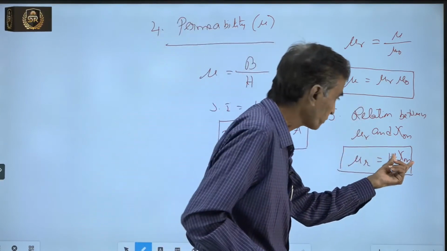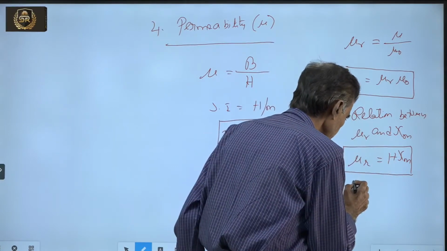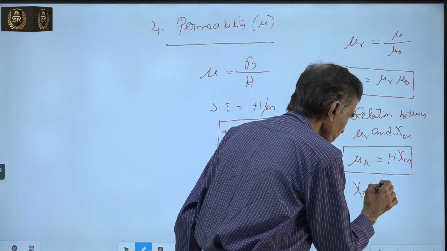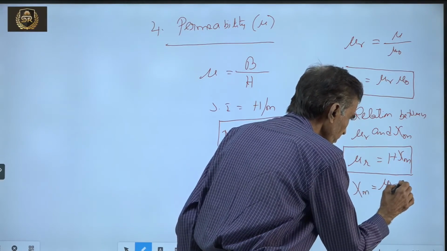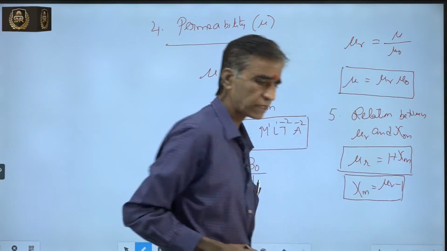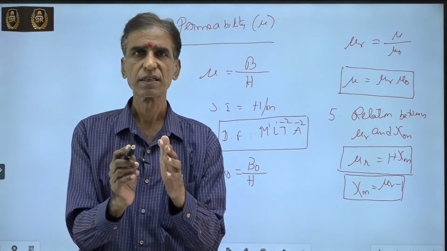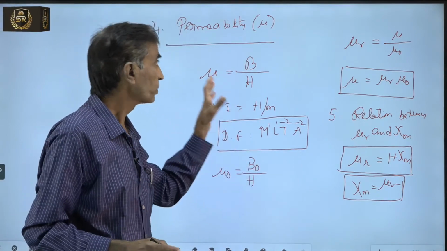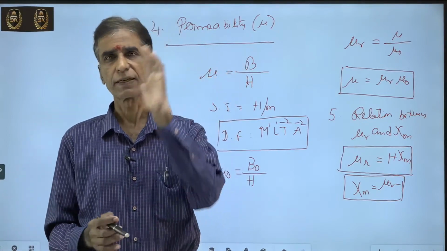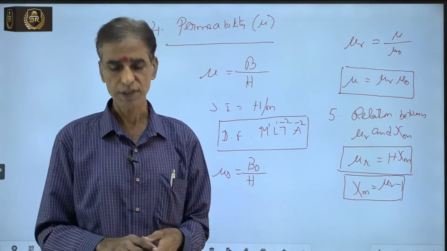So, suppose if we want to calculate xi m, it will become mu r minus 1. This is also just another formula that we can use. So, these are the different parameters that we are going to use to describe the characters of a magnetic material. Tomorrow we will solve problems based on these parameters. Okay? Thank you.